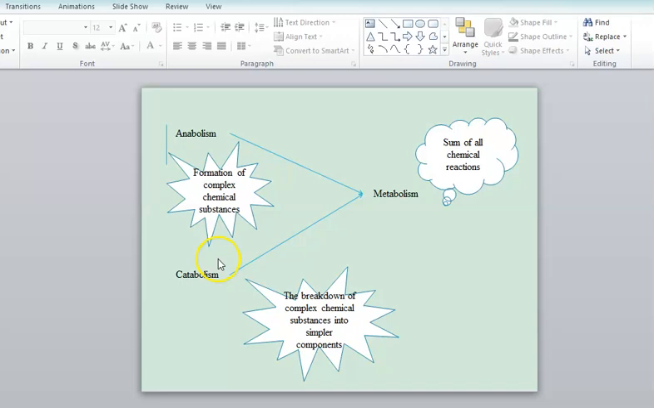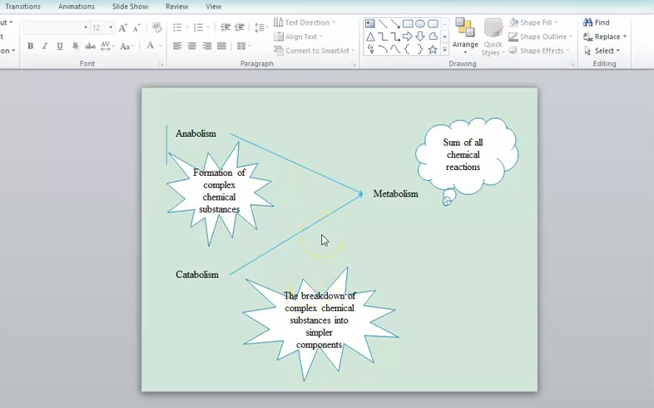While in catabolism, it is destruction or breaking down. So the breakdown of complex chemical substances into simpler components is called catabolism. Here the energy is released. So in our body both catabolism and anabolism are taking place. The combined term for anabolism and catabolism is metabolism.